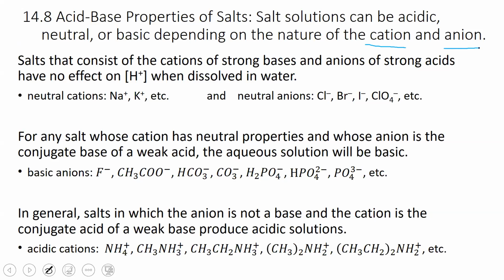So if we look at a cation of a strong base, we're talking sodium, potassium, etc. Think about a strong base, sodium hydroxide. So our cation of the strong base would be sodium. Now, when that's dissolved in water, it dissociates. We know it dissociates into sodium ion and hydroxide ion.